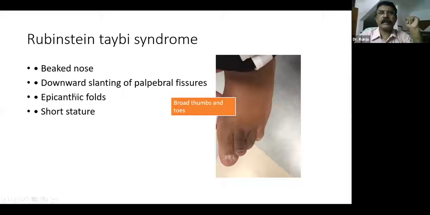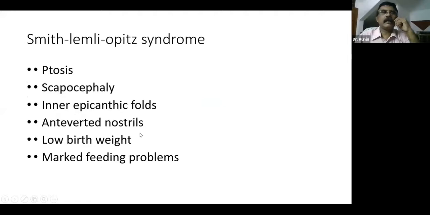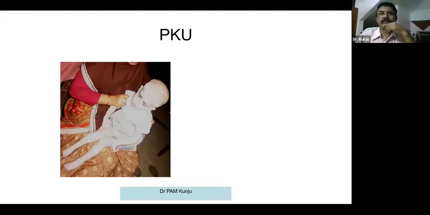Lange syndrome. And similarly, when there is a broad thumb and toes, you think of Rubinstein-Taybi syndrome, and they will be having a big nose, epicanthal folds, etc. And they will be having congenital heart disease. Okay. And CRS, I told you, because congenital rubella syndrome, S is the Smith-Lemli-Opitz syndrome. Here again ptosis, scaphocephaly is a prominent feature. And then don't forget the metabolic disorders.